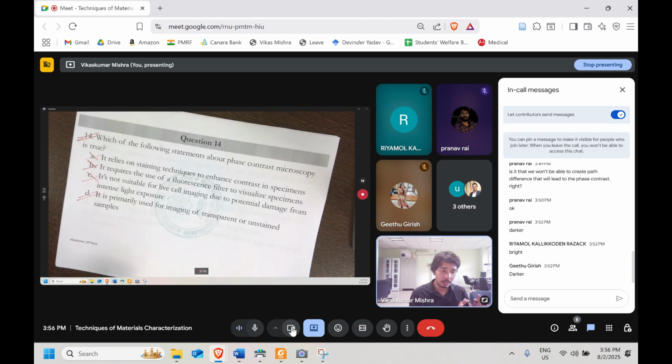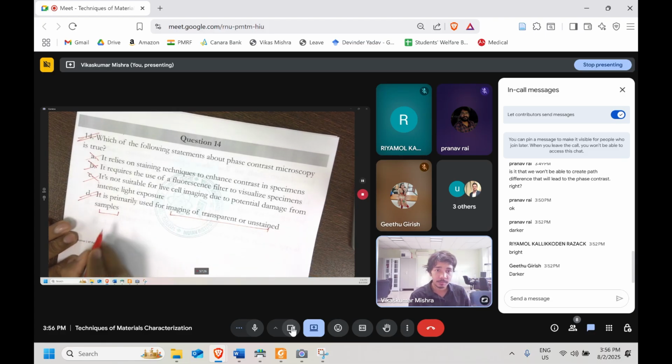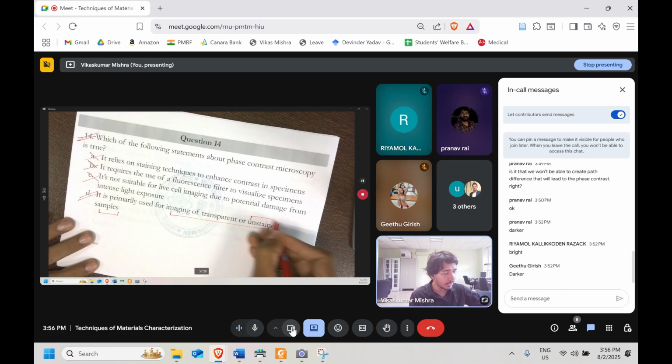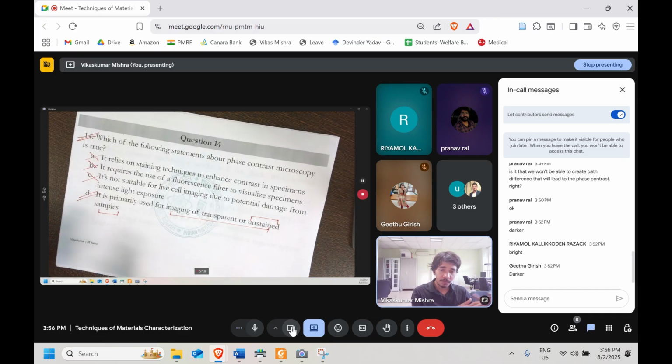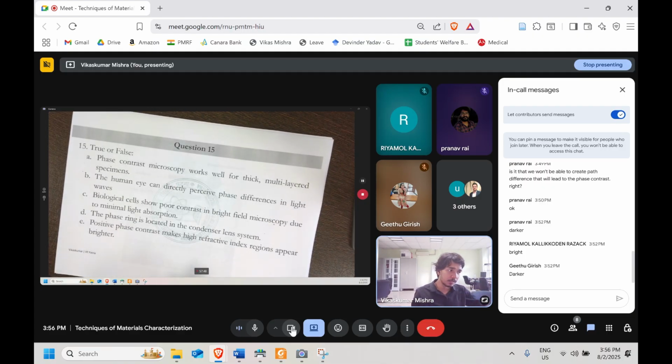In a large way, we are using it for imaging transparent or unstained specimens. We are not applying anything to the specimen, while in fluorescence microscopy, we apply something onto the specimen so that they react and fluorescence is generated. The light will emit. With that, we have solved this question. Guys, again, if there is any doubt in this entire section that we have discussed, please let me know. If not, then let's move ahead.